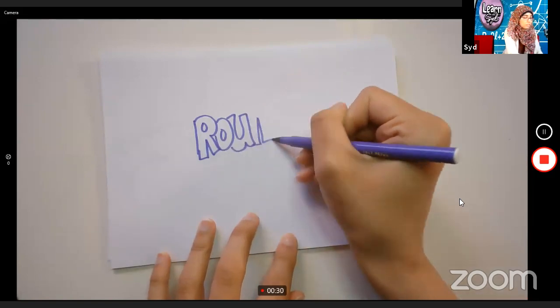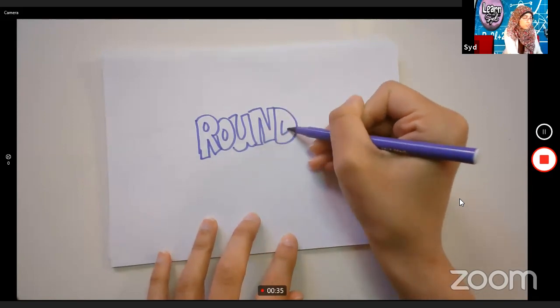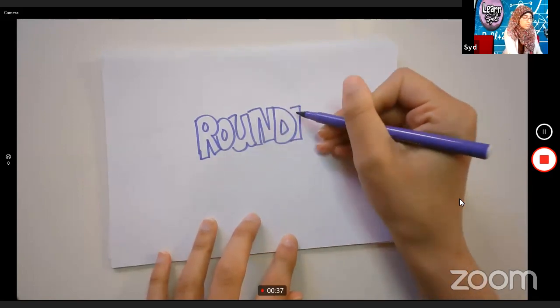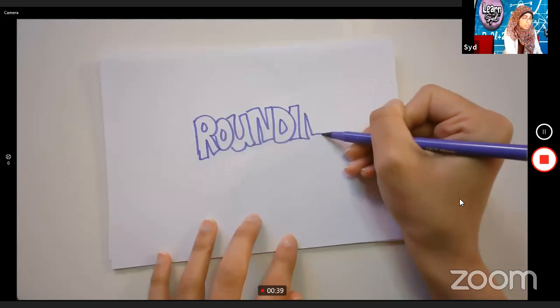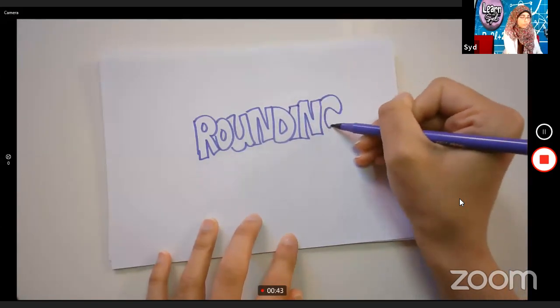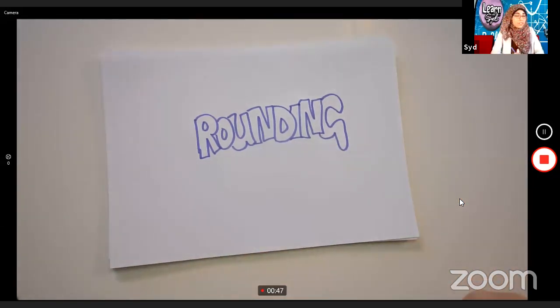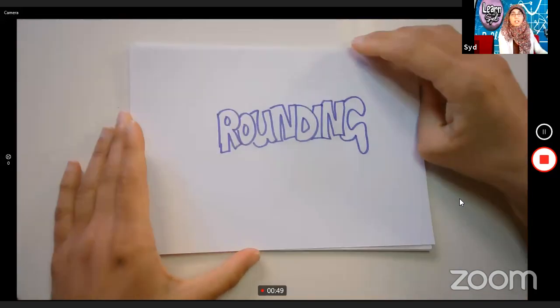So we've got rounding. Rounding means making a number slightly bigger or slightly smaller so it looks neater when it's written down. So I'm going to give you some examples of when rounding is actually used. Okay, so we're going to have a look at some examples and I'll write those down.